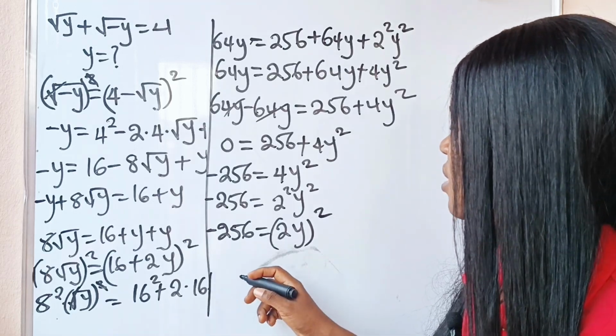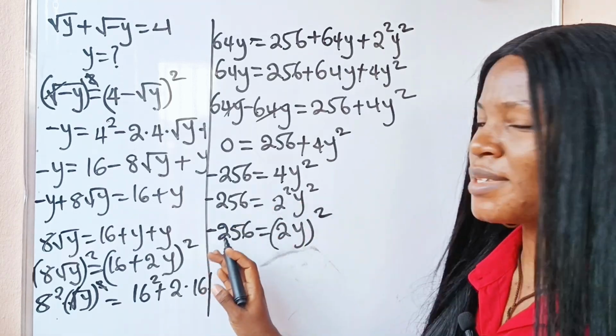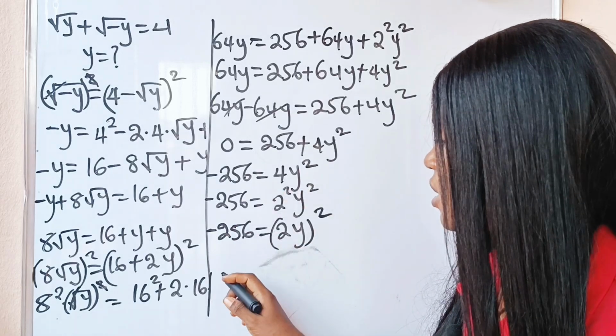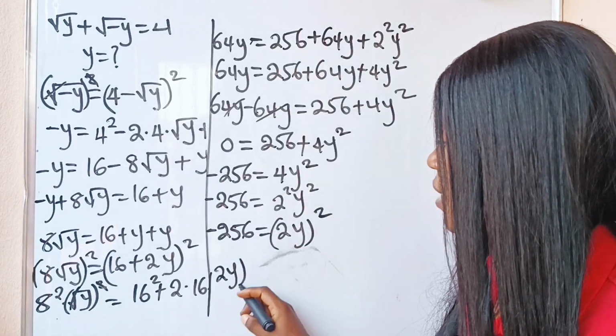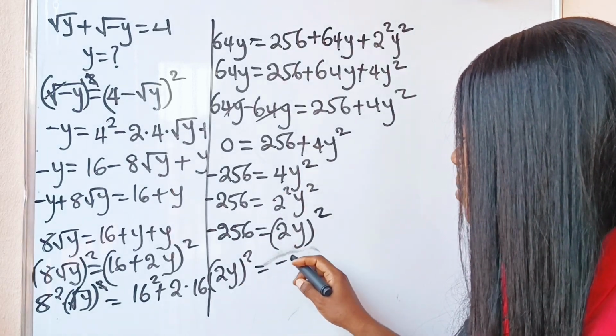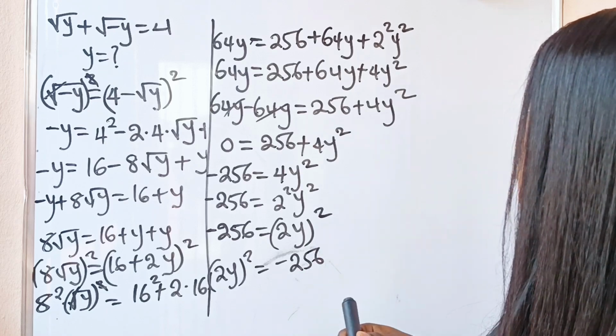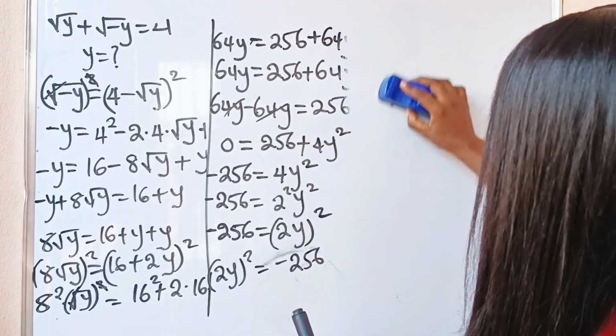All right, now let me transfer this to this side, it's better for me. So let me bring this to this side. That is 2y squared is equal to minus 256. Okay, it's time to clean this side.